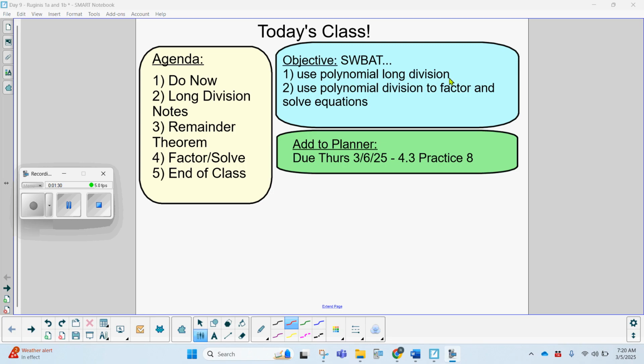So make sure you're following along, taking those notes, and trying to understand. All right, and then our second objective is we're going to be able to use polynomial long division. So we're going to see how it helps us factor and solve the things we've been doing.